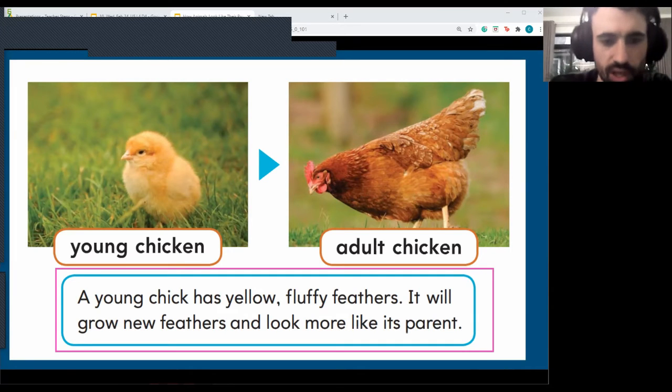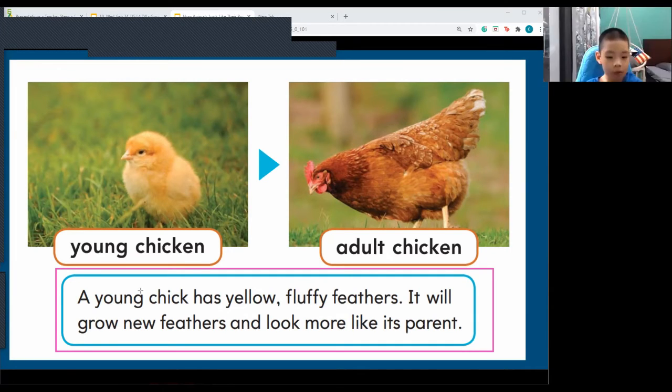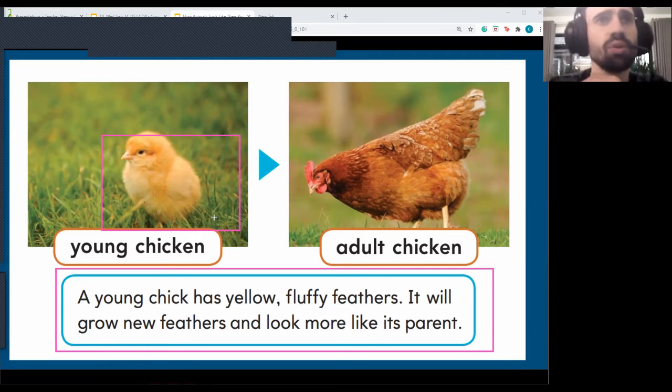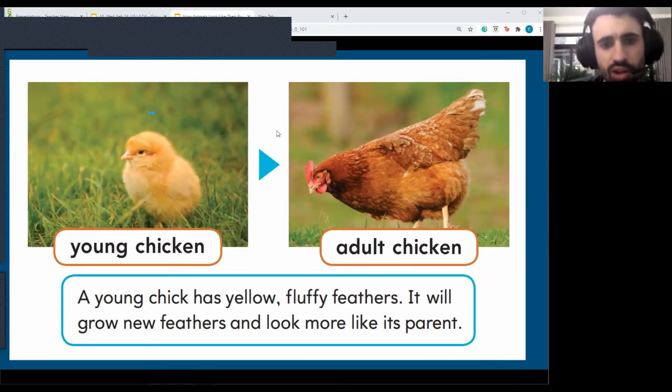Good pronunciation. The chick has fluffy feathers. If you don't know what the word fluffy means, it's kind of like a pillow. Most of your pillows are probably fluffy and soft. Look at the baby chick. The feathers are fluffy. And eventually it will grow up and look way more like the parent. Let me see if I can draw an arrow. It will look way more like the parent.